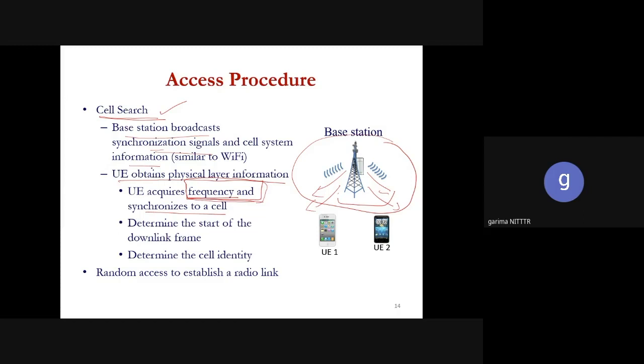So whenever a user's mobile performs a cell search, the user equipment will get the frequency information and synchronize to a particular cell. It will identify the downlink frame. Downlink frame means, in the resource grid we have identified, it will identify which particular resource block or downlink frame is there. It will get synchronized with that and find the cell identity, because each BTS has an identification number. So it will determine the cell identity, and finally it will use random access to establish a radio link.